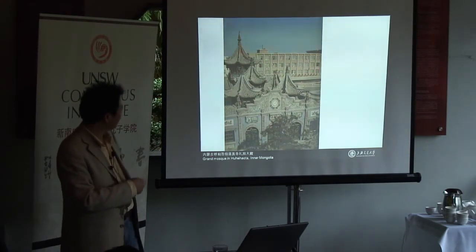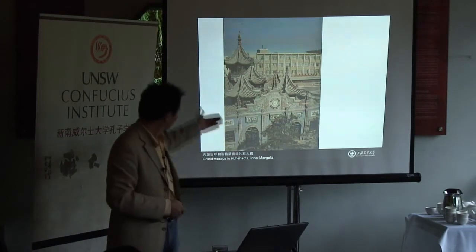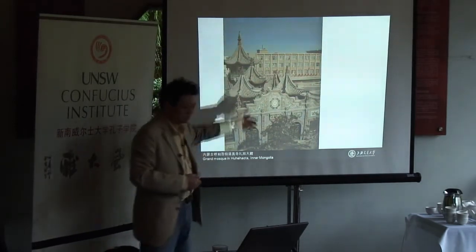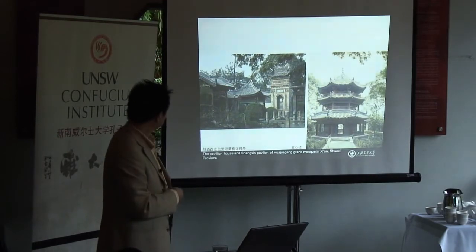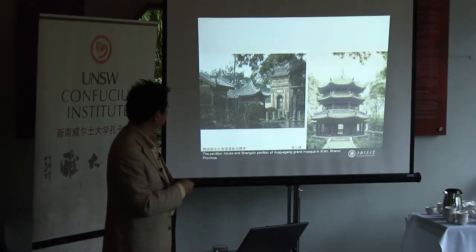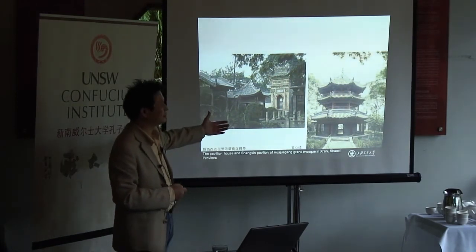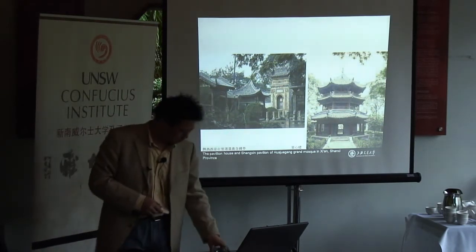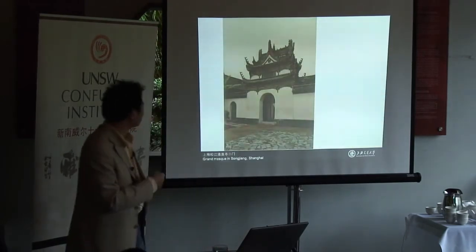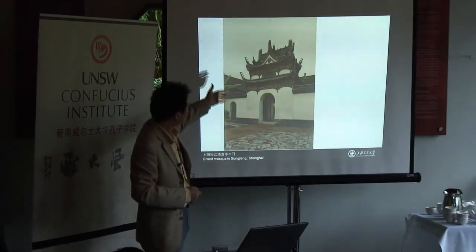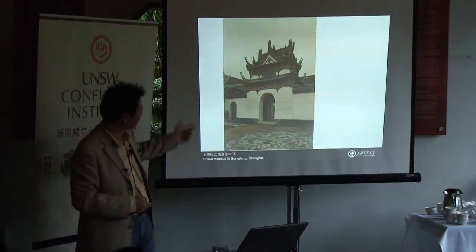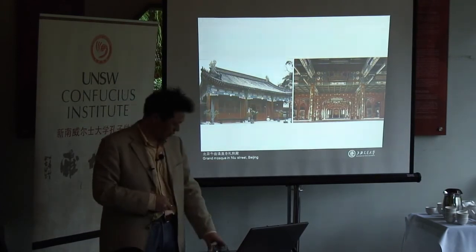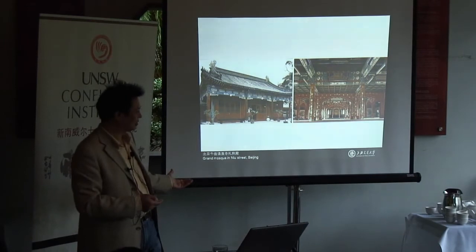This is in Inner Mongolia. It's also an Islamic temple, but the Chinese style is changing. This is also Xi'an, but if you look at this picture, you cannot distinguish whether this is an Islamic temple or a Buddhist temple. It's the same building form. This is an Islamic temple in Shanghai. It's from the Yuan Dynasty. Beijing, Niujie is also an Islamic temple. Do you disagree? No.